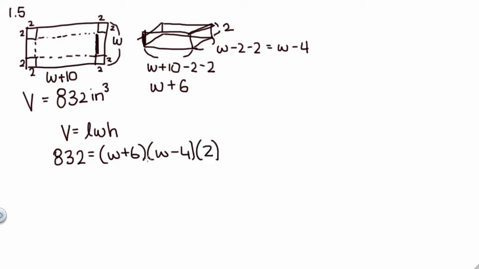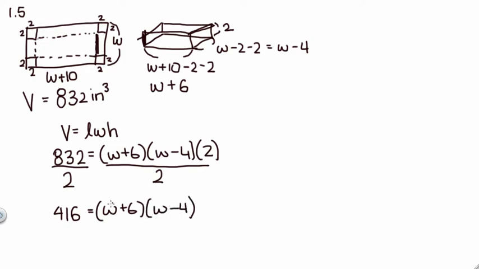So to start off with, I could multiply these two binomials and then multiply that by 2, but since I have to solve for W anyways, I'm going to start off by dividing through by 2. So divide both sides. Once again, this is not the only way to do it. And if I divide it by 2, I get, let's see, 416. 416 is equal to W plus 6 times W minus 4.